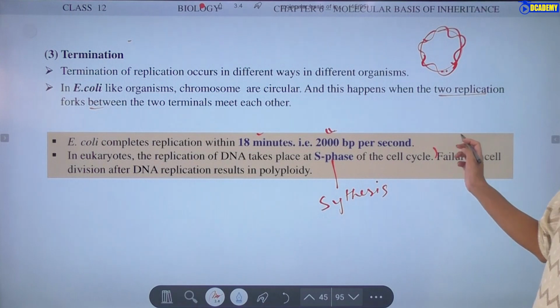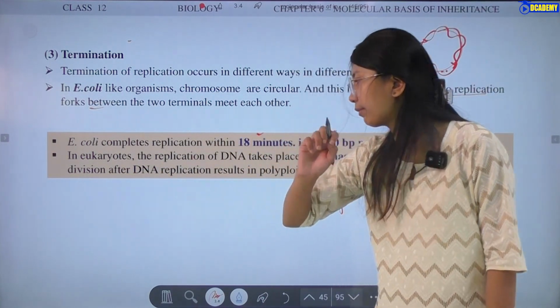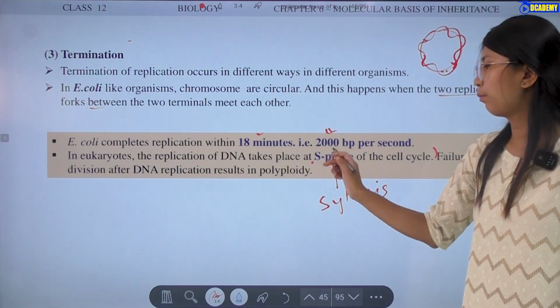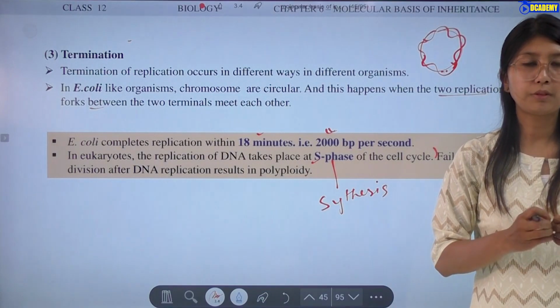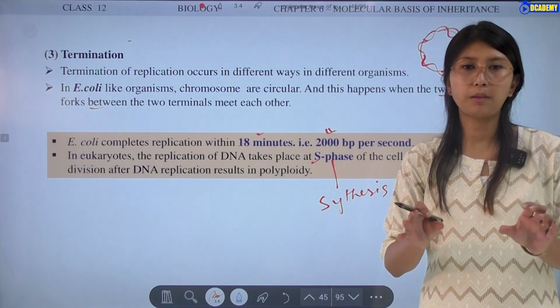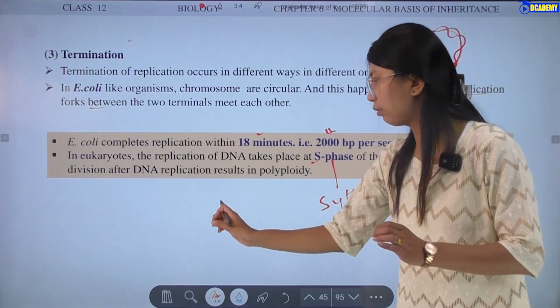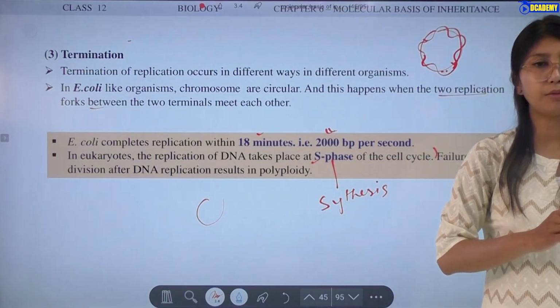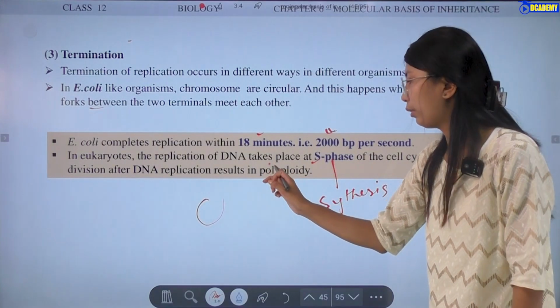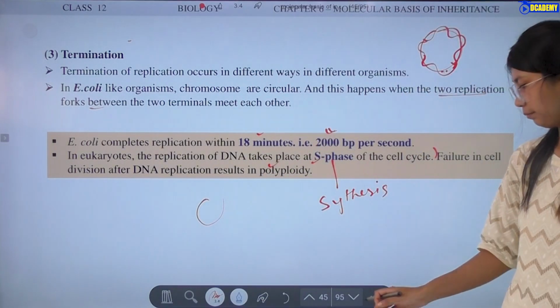Failure in cell division after DNA replication results in polyploidy. If the cell fails to divide in mitosis after the DNA has been replicated, the result is polyploidy.